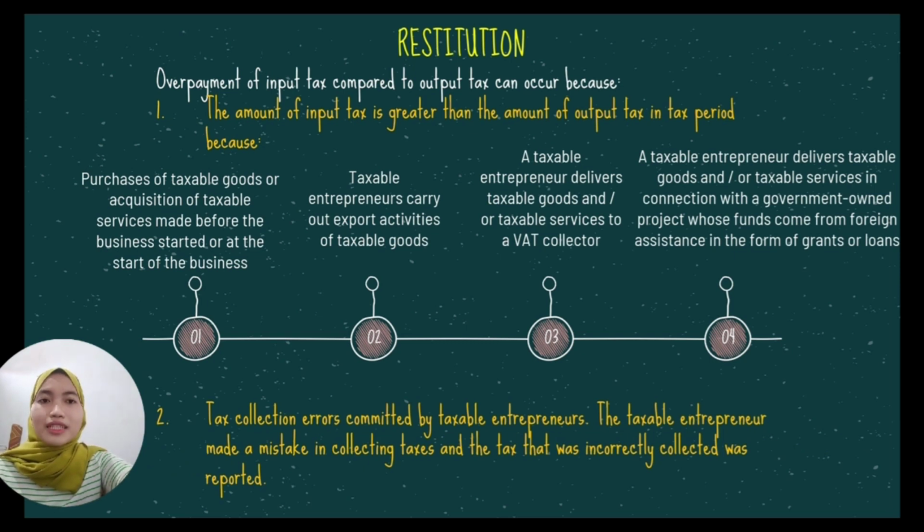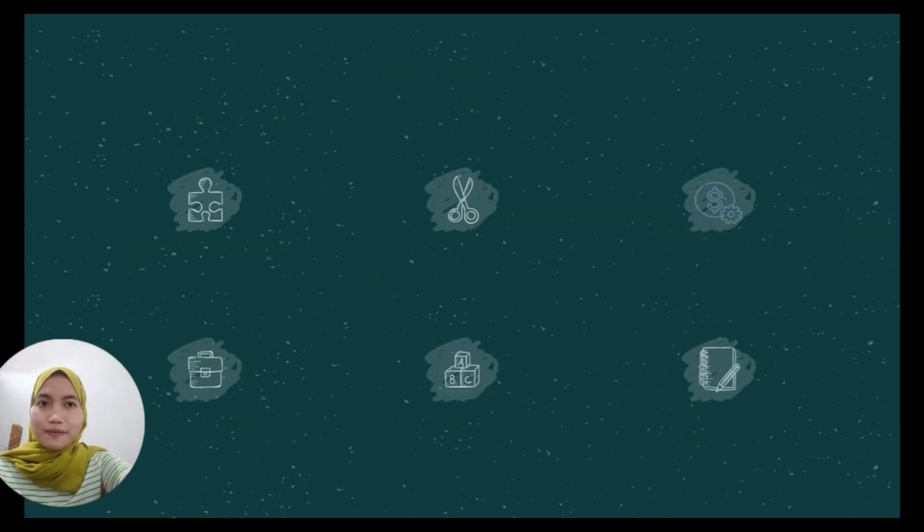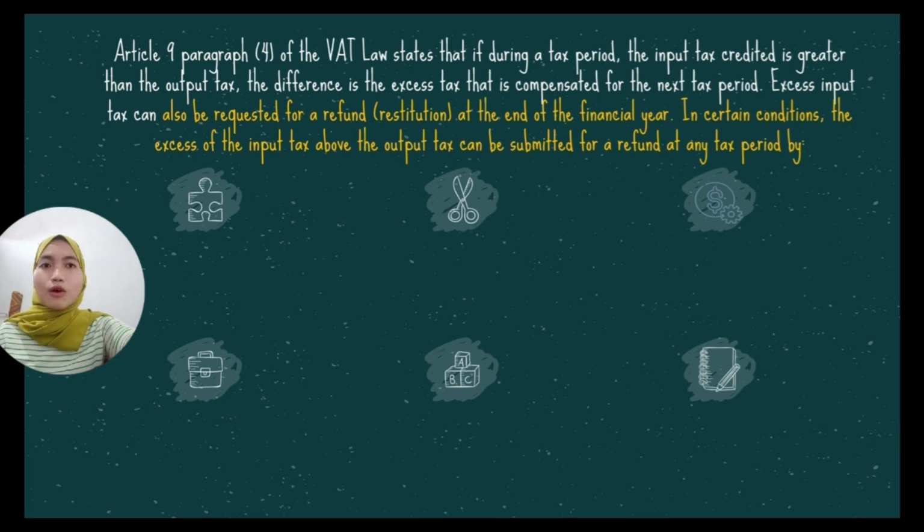Tax collection errors committed by taxable entrepreneurs. The taxable entrepreneur made a mistake in collecting taxes, and the tax that was incorrectly collected was reported. Article 9, paragraph 4 of the value-added tax law allows that if during a tax period the input tax credited is greater than the output tax, the difference is the excess input tax that is compensated for in the next tax period. Excess input tax can also be requested for a refund or restitution at the end of the financial year.